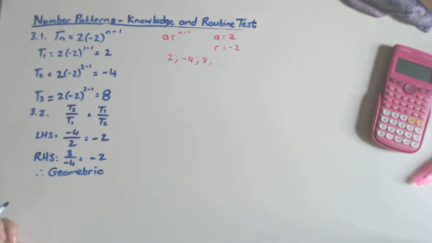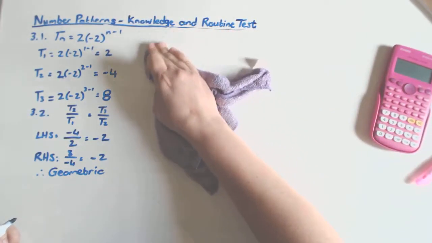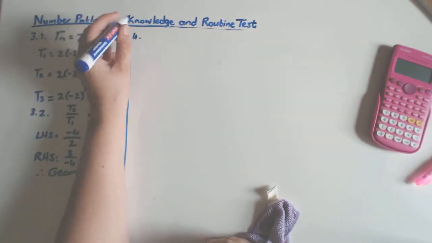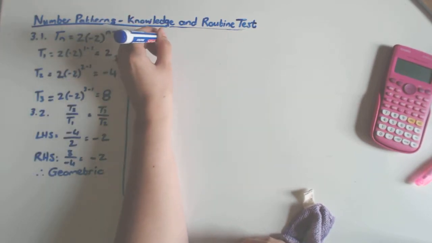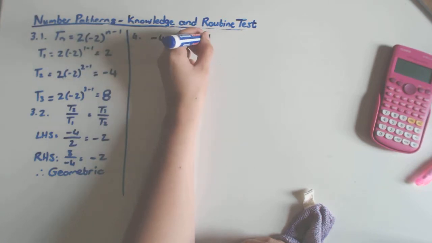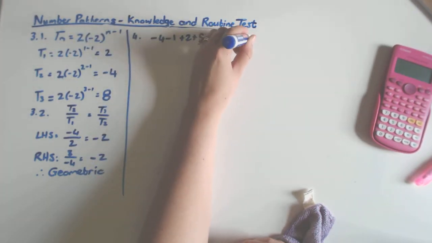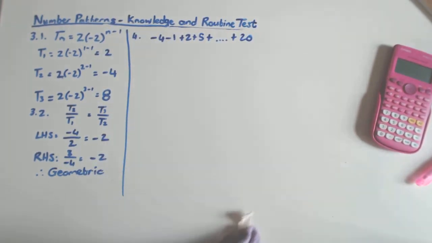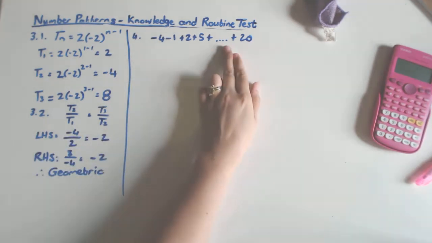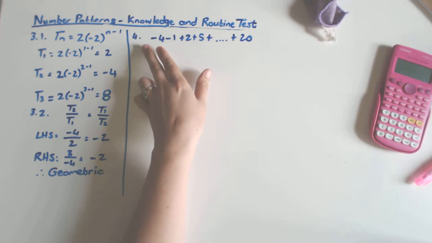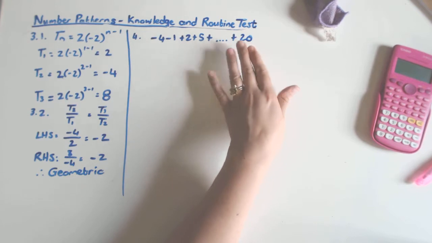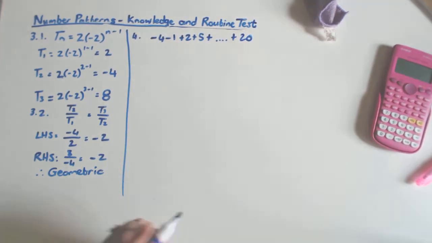Okay, for question 4, I'm just going to continue working here. For question 4, they give me this: minus 4 minus 1 plus 2 plus 5 plus 20. Okay, and they say express this in sigma notation. Express minus 4 minus 1 plus 2 plus 5 up to plus 20 in sigma notation.